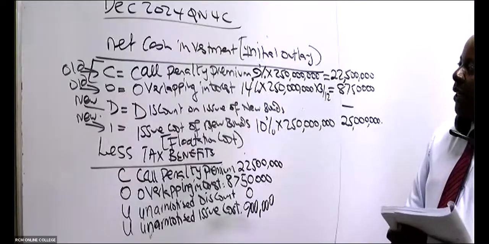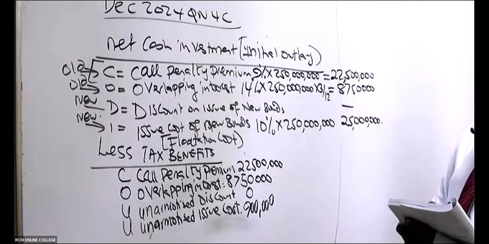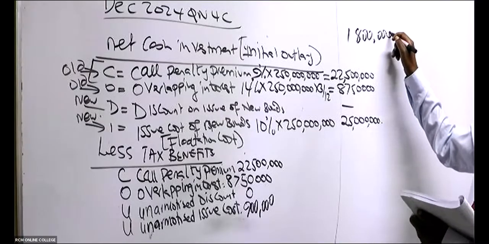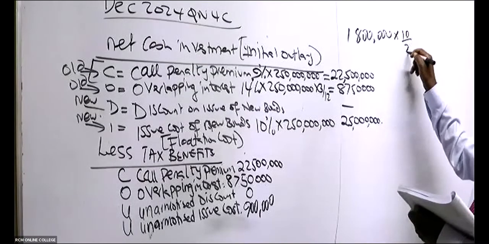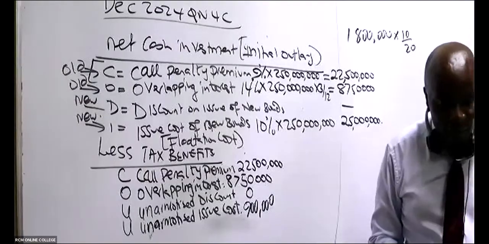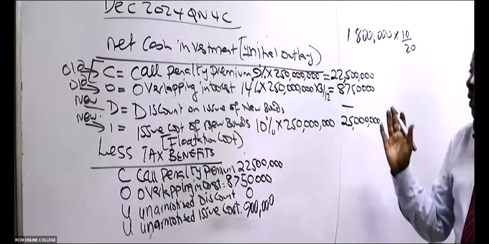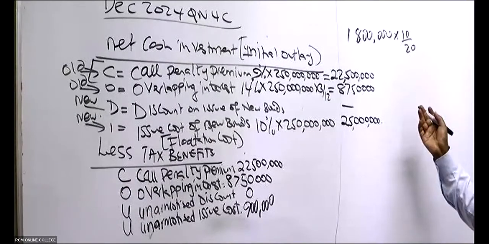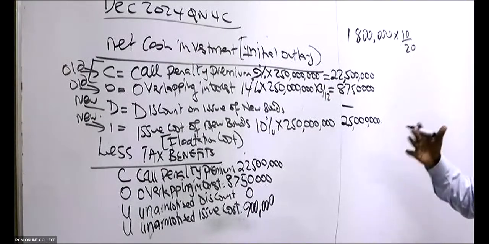You see, ladies and gentlemen, the total capitalization cost in this question is supposed to be 1.8 million. But we are refunding this bond after how many years? After 10 years, I mean. It's a 20-year bond, but 10 years down the line we shall be amortizing it. We shall be selling it. We shall be retiring it.